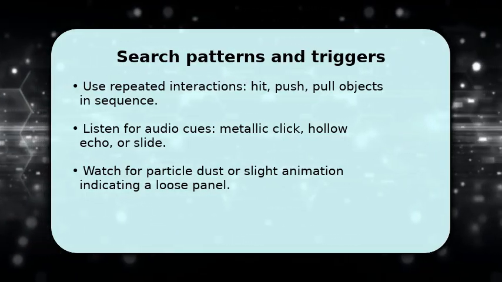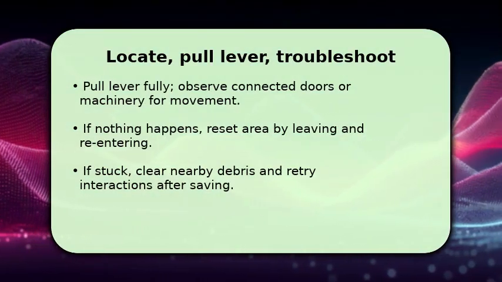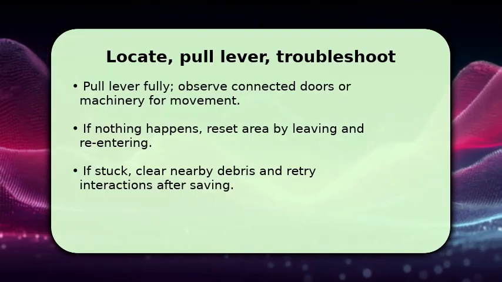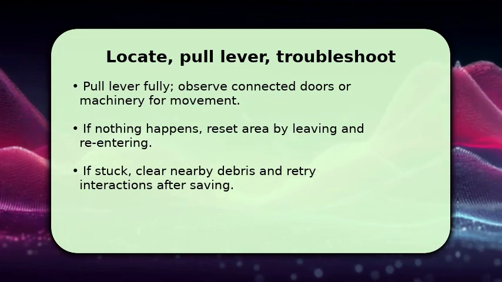When you find the lever, position your camera so you can see both the mechanism and its surroundings, then pull firmly and watch connected doors or gears. Reasons for failure often include partial pulls or camera obstruction.